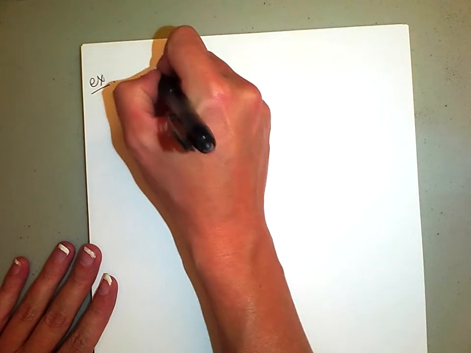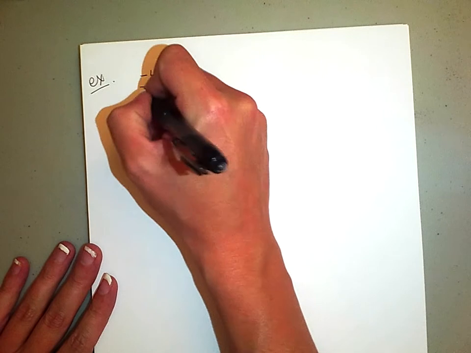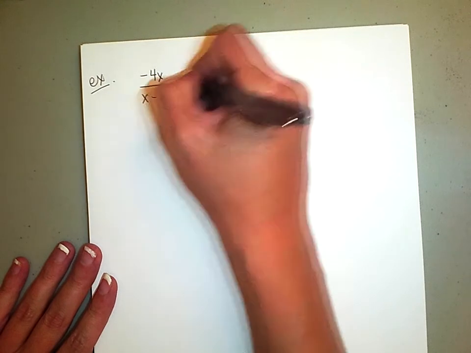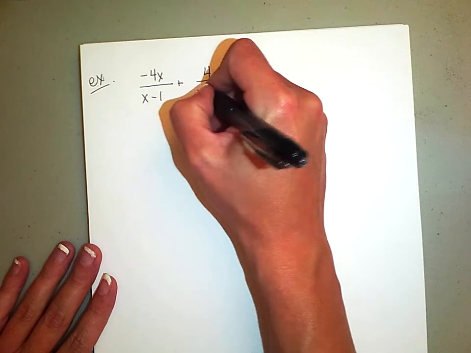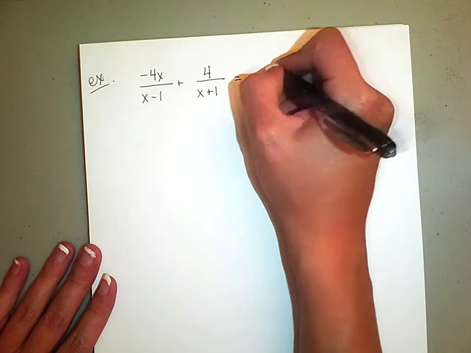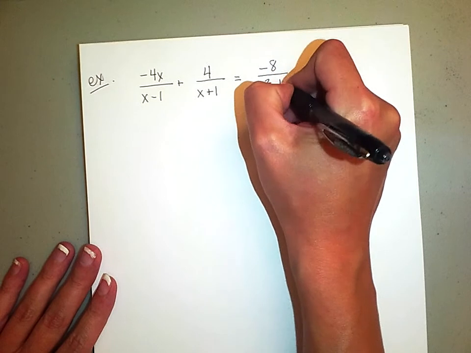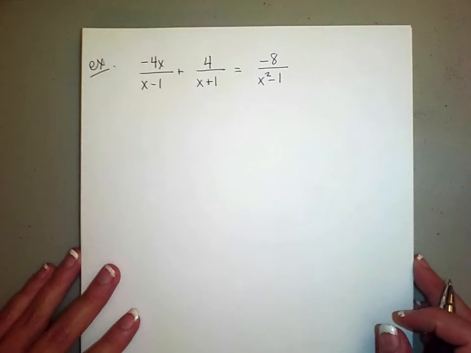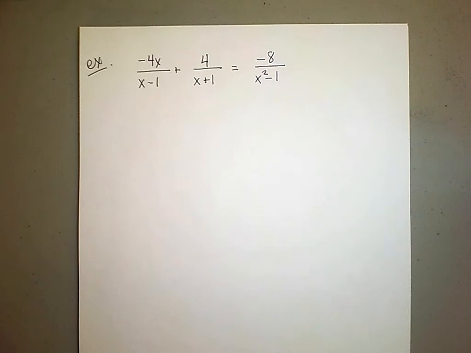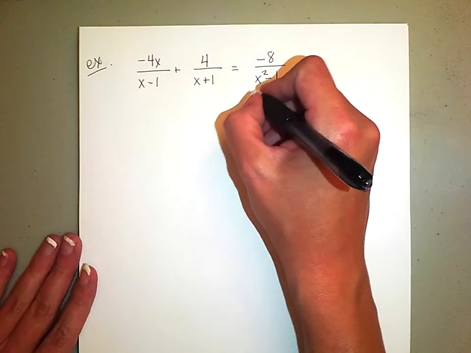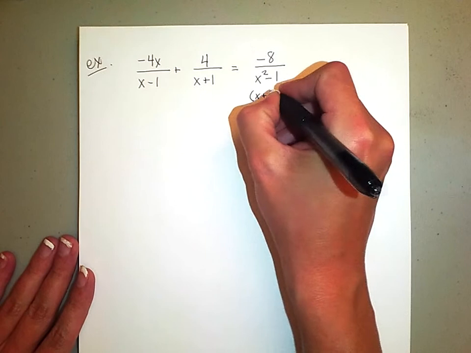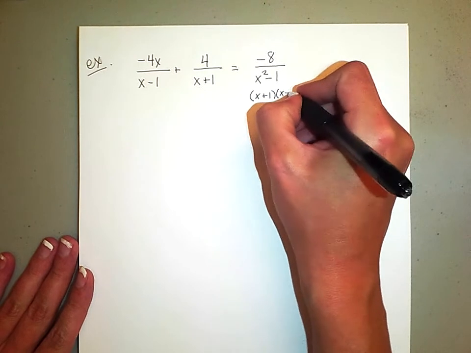Let's say we have negative 4x over x minus 1 plus 4 over x plus 1, and that's equal to negative 8 over x squared minus 1. So let's determine what our least common denominator is. The first thing we have to do is factor, and we see that this factors into x plus 1, x minus 1.